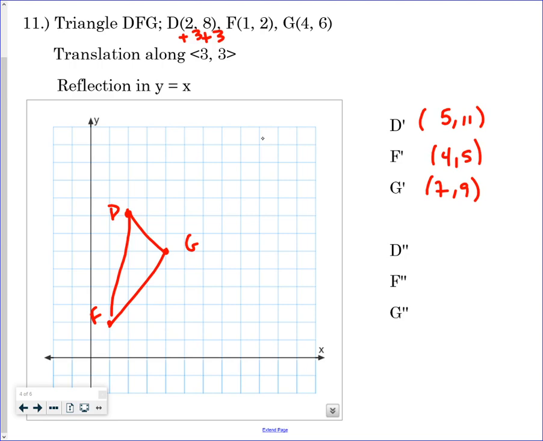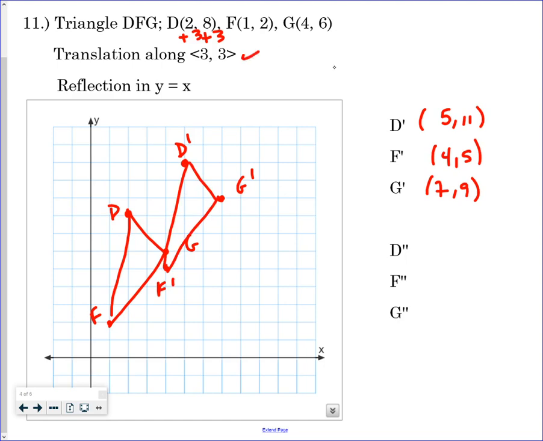So I'm going to go ahead and graph that one. Is all red okay with you guys? Can you see it that way? Or do you want me to do a different color? Okay. 5, 11. Let's see here. I'm just going to go right 3, up 3. D prime. G prime. Make sure you're labeling. F prime. Is that okay? Okay, so check.